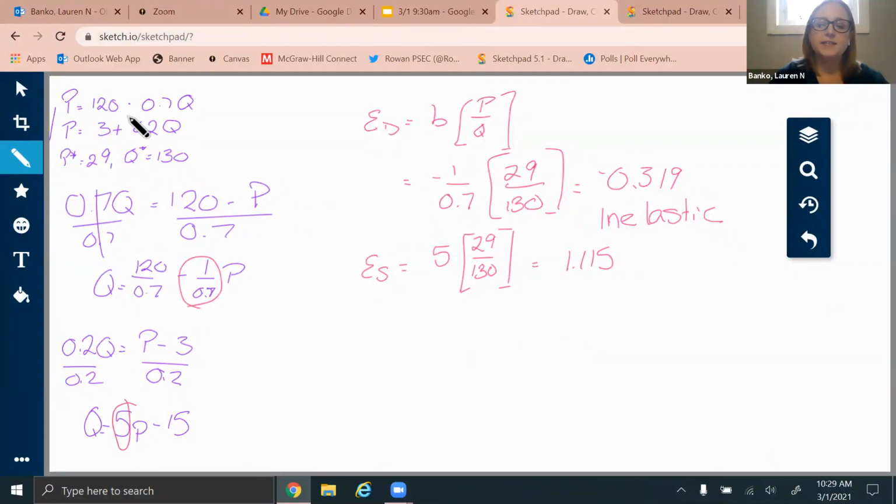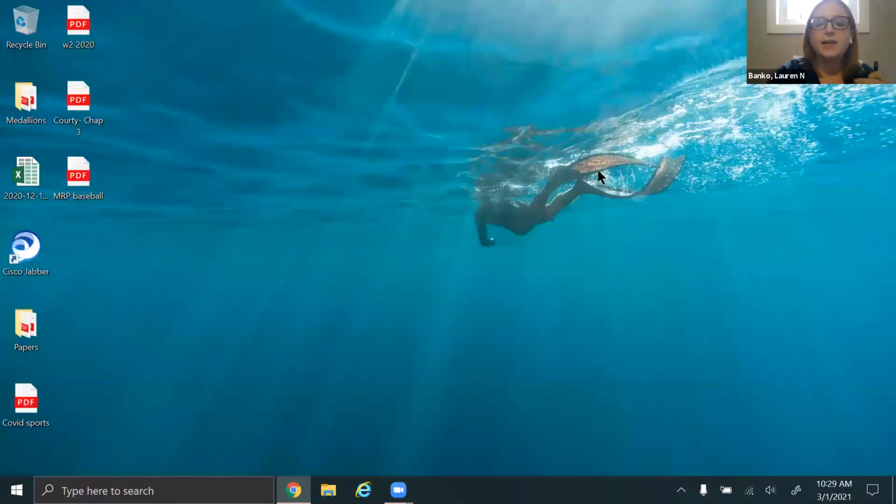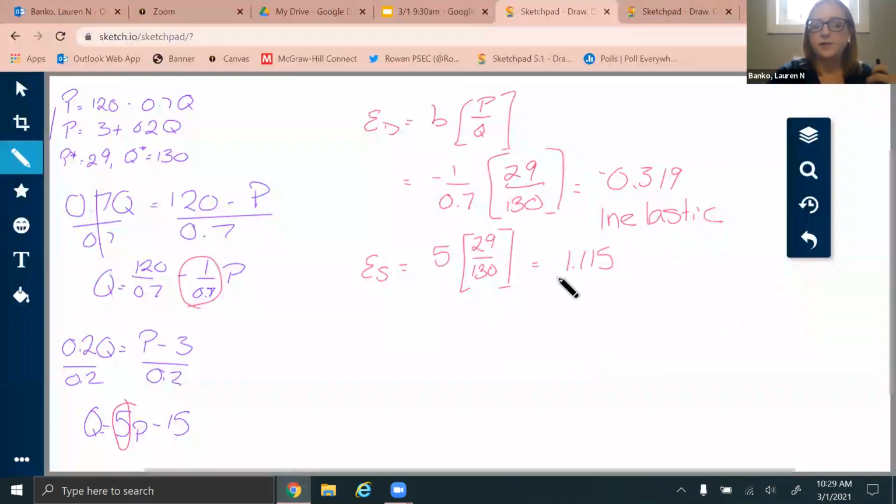Again, we want to think if this is greater or less than 1. In the chat, I see Dean said it's elastic, so great job. Yes. So again, we're thinking about greater or less than 1. This is greater than 1, so we name it elastic.